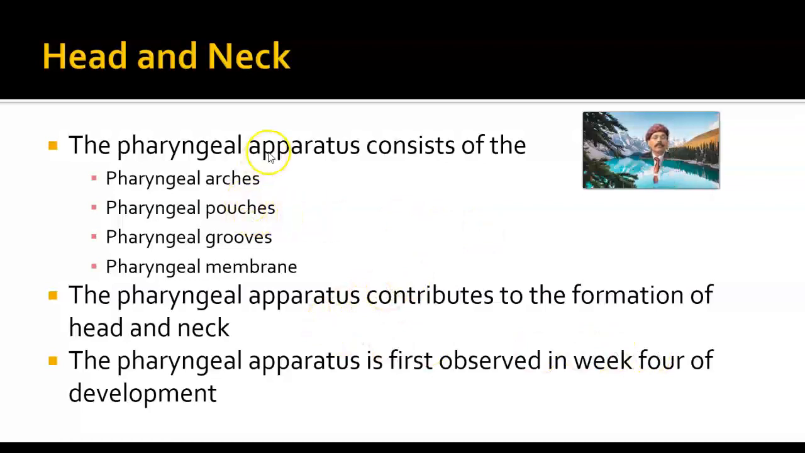The components of the pharyngeal apparatus are pharyngeal arches, pharyngeal pouches, pharyngeal grooves, and the pharyngeal membrane. The pharyngeal apparatus contributes to the formation of the head and neck. It is first observed in the 4th week of development.